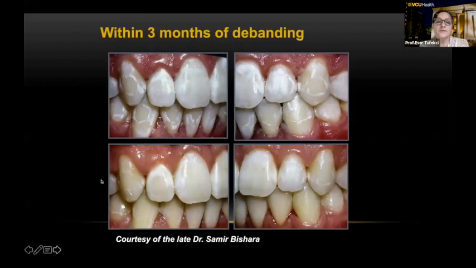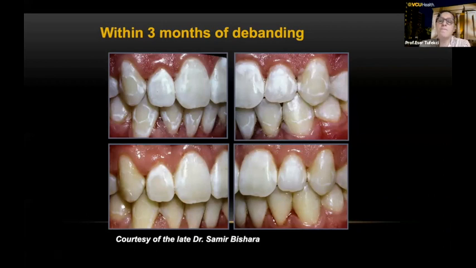So here is a photo that was given to me by late Dr. Samir Bishara, who was at University of Iowa. Even though he was at another university, he was a mentor to me. So I remember him respectfully. He provided these photos to me, and the top photos were taken at the debonding appointment, and the bottom ones are taken about 3 months later. So you see there's great improvement in aesthetics.